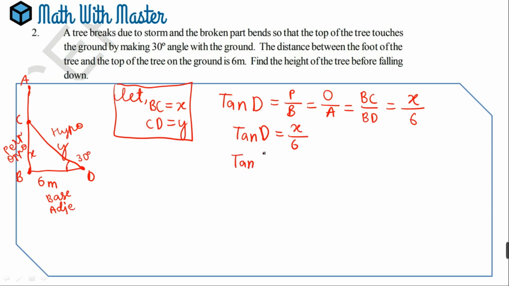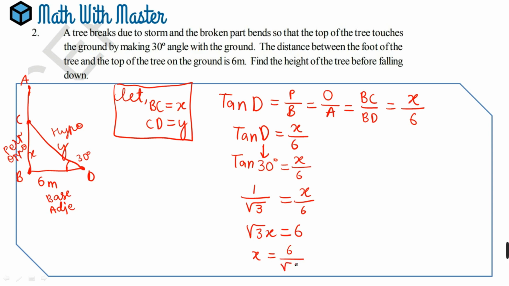So instead of D, I can put D's value. Angle D here is 30 degrees, which is equal to x upon 6. So what is the value of tan 30 degrees? Yes, it is 1 upon root 3. 1 upon root 3 is equal to x upon 6. So root 3 x is equal to 6. x is equal to 6 upon root 3.